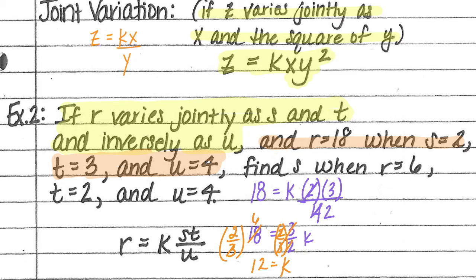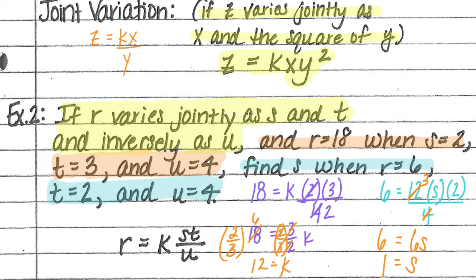So our second scenario says find s when r is 6, t is 2, and u is 4. Well, I know r is 6. I know k was 12. I'm looking for s. I have t as 2, and u is 4. And it looks like this 4 can go into this 12 3 times. And it looks like it says 6 equals 6s, so s is equal to 1.